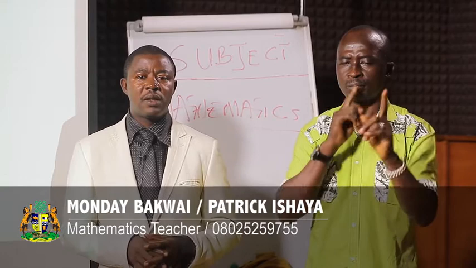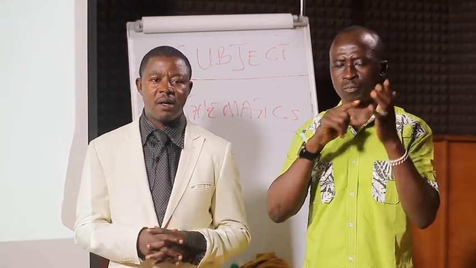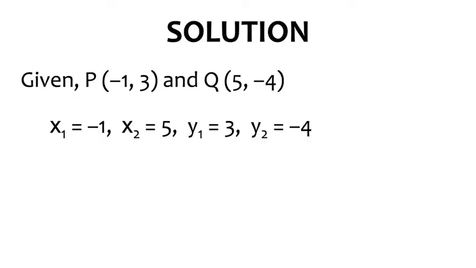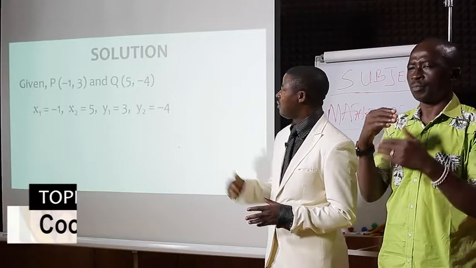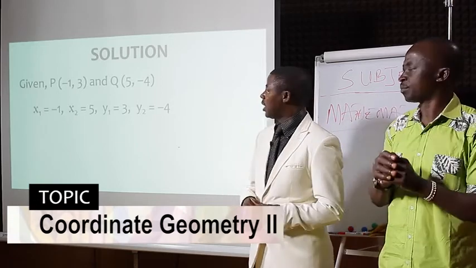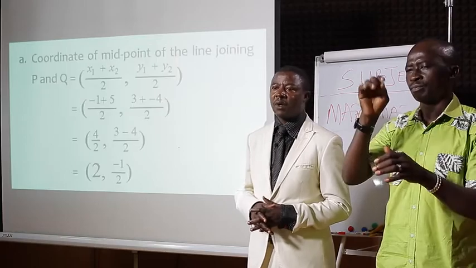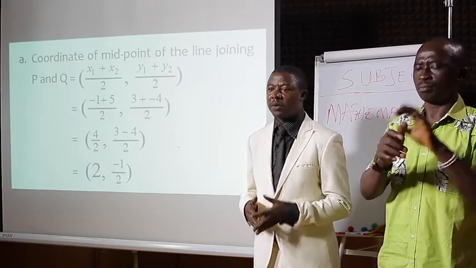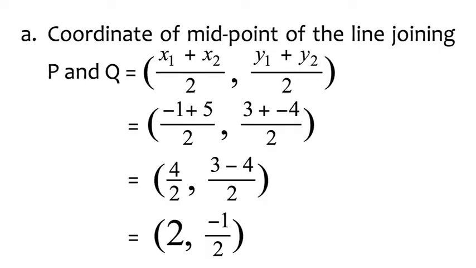Now, solution, try to identify your variables. Who is x1? Our x1 is minus 1. Who is x2? Your x2 is 5. And then y1 is 3, while y2 is minus 4. So having known all the variables, you can now go ahead. Question A says we have to find the midpoint of the line joining point P and Q. The formula is given by x1 plus x2 over 2, while y1 plus y2 over 2, all in bracket.